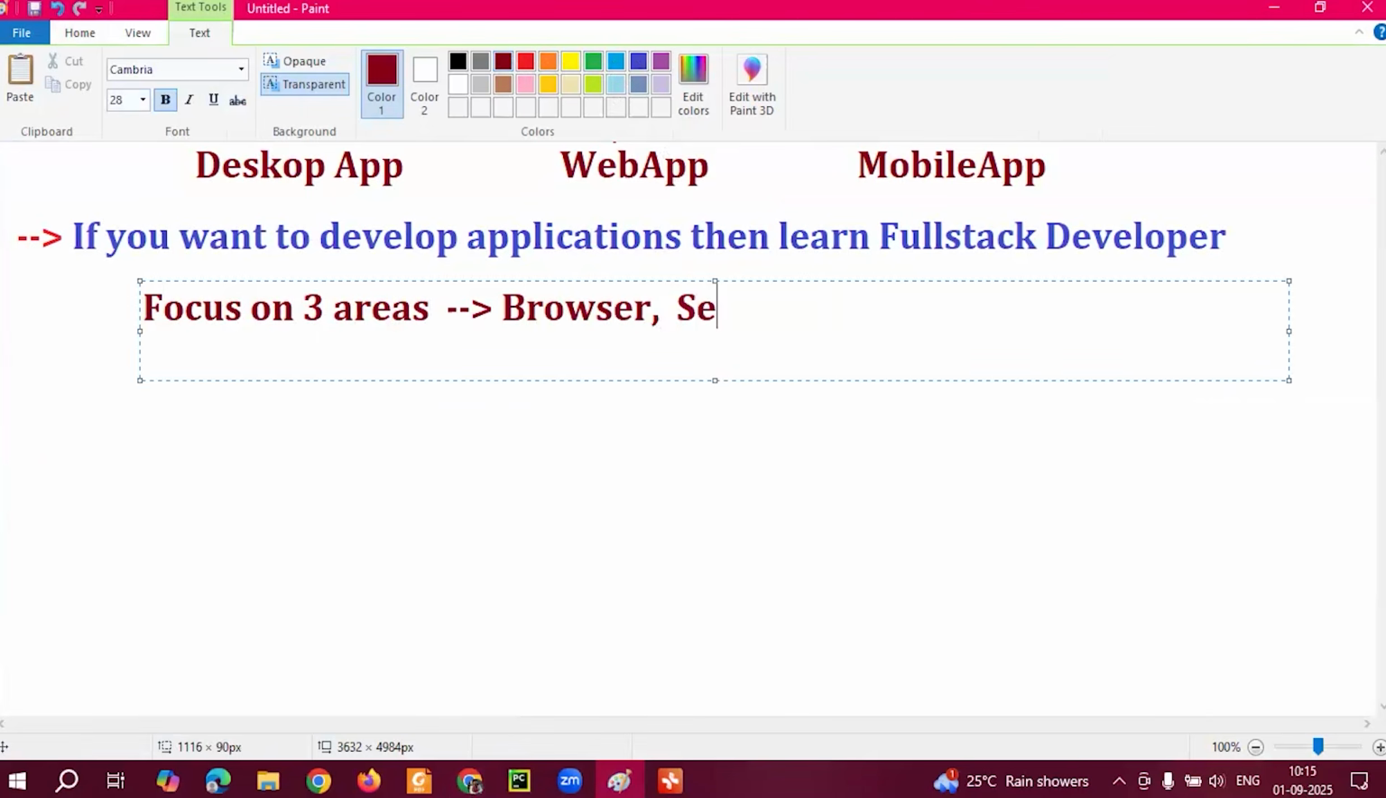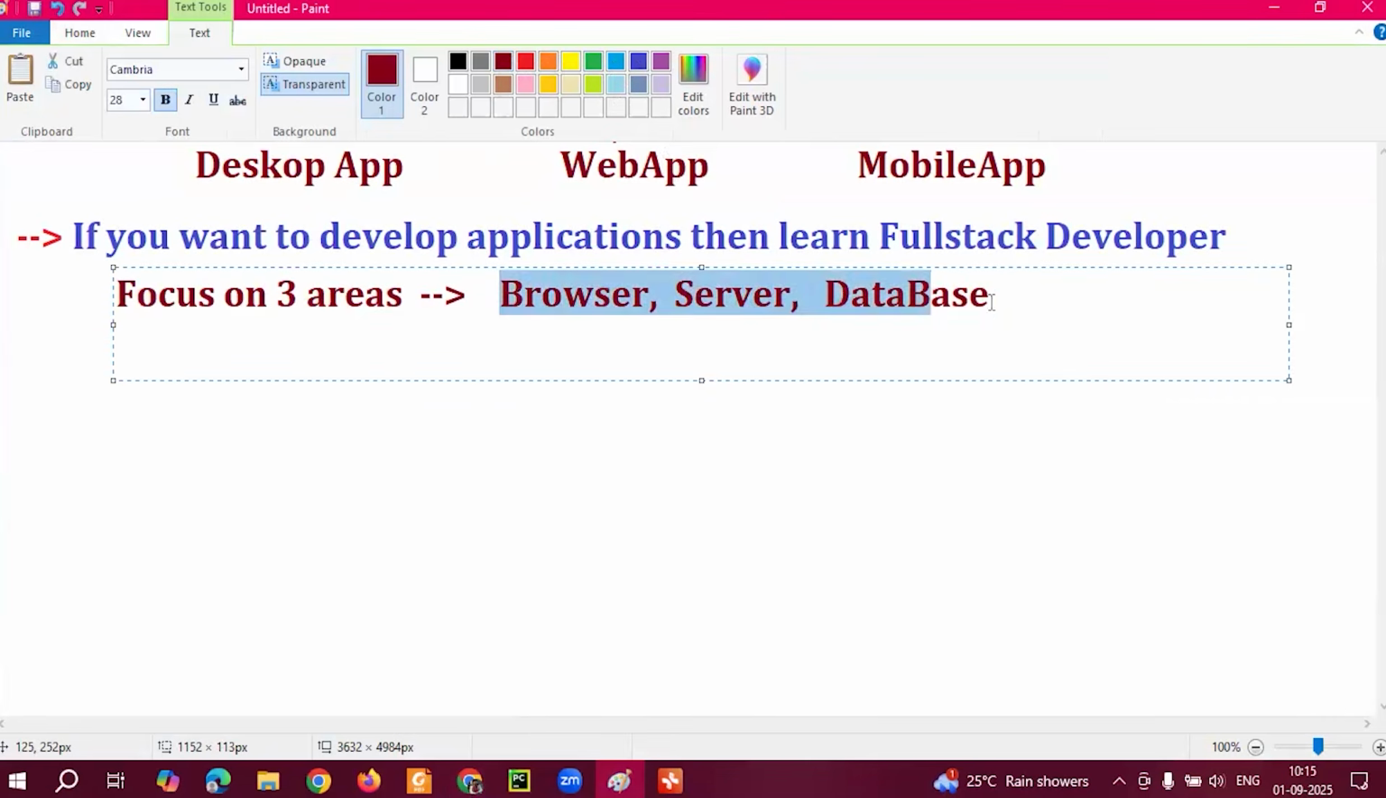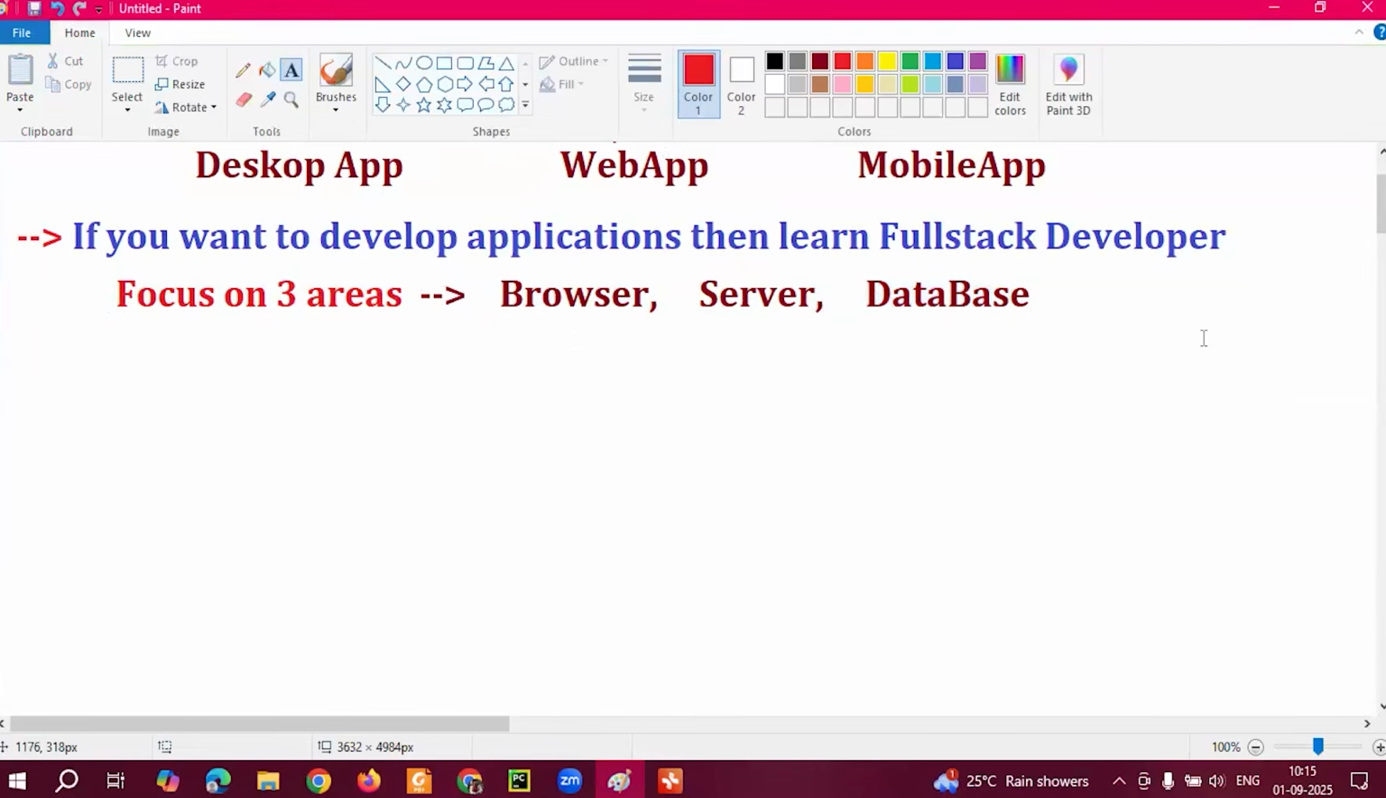Browser. Next one is what? Server. Next one is what? Database. You have to learn the technologies related to these three areas: browser side technologies, server side technologies, and database side technologies. If you learn that, it's enough, guys. Then everything will be good, right?